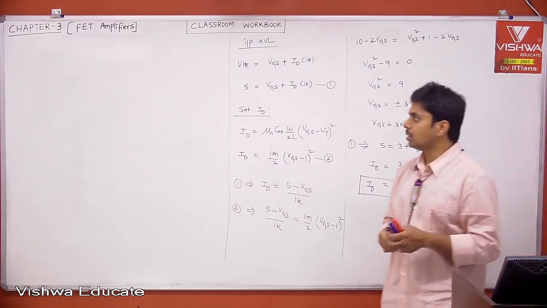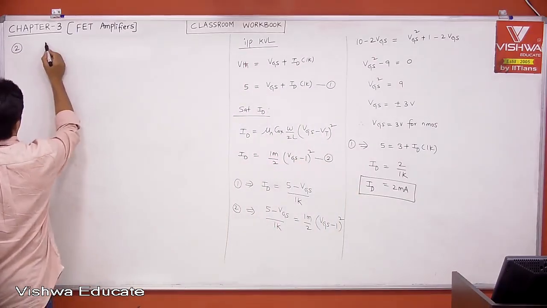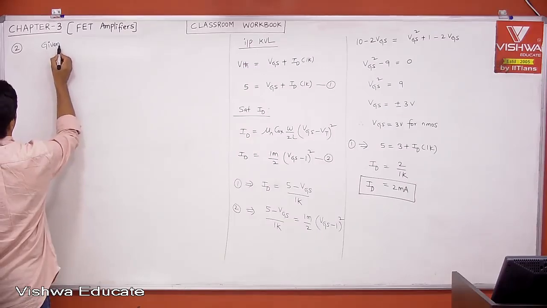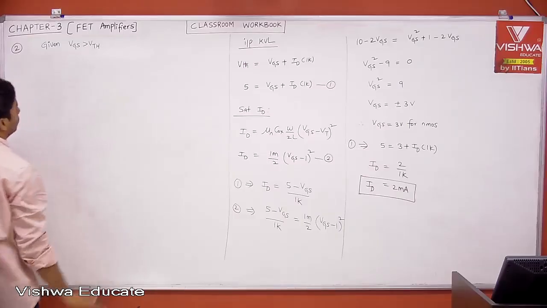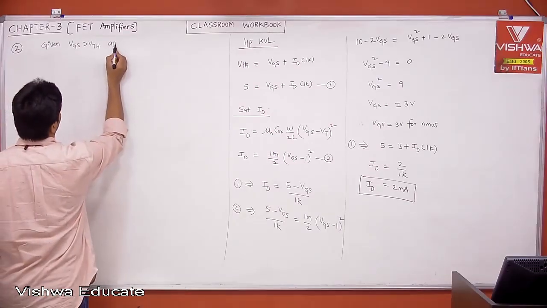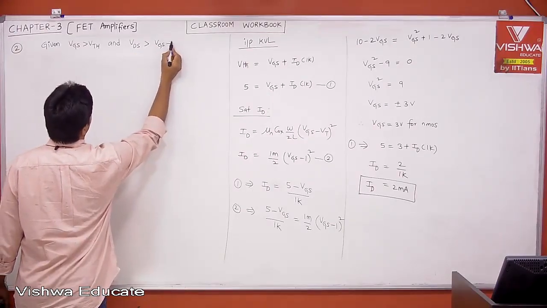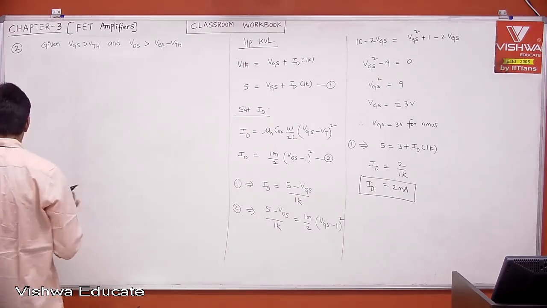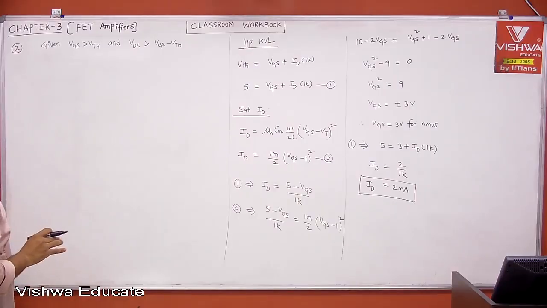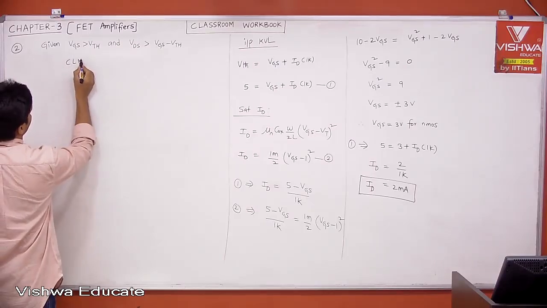Okay, see, I already told, right? Problem number 2, given VGS greater than VTH, okay, and VDS greater than VGS minus VTH. This is what is given, right? And lambda, channel length modulation, is there. Therefore, channel length modulation is present.